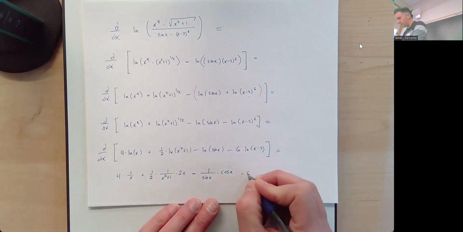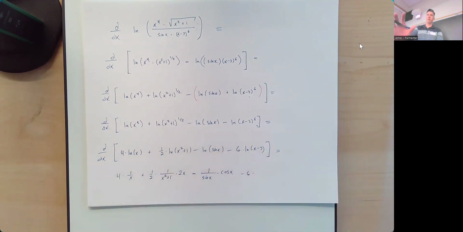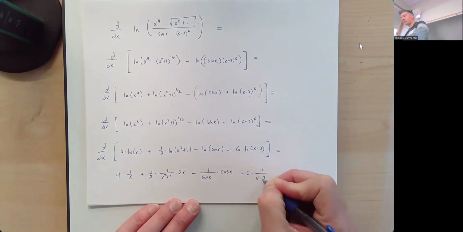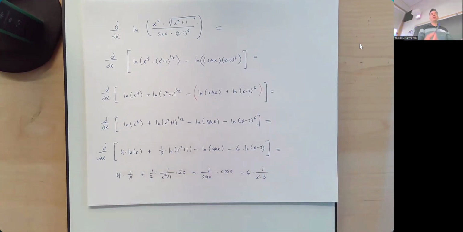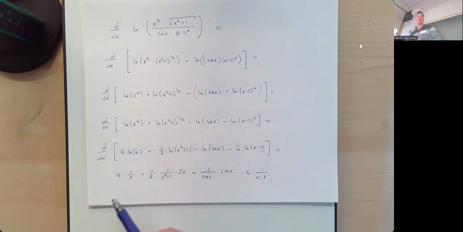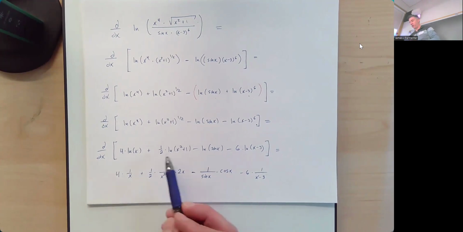minus 6 times the derivative of the natural log of x minus 3, which is 1 over x minus 3. I know I haven't said it explicitly, but I will point out that for each of these functions that were multiplied by a constant, the constant multiple is just hanging out in front, right? The derivative of 4 times a function is 4 times the derivative of the function. The derivative of 1/2 times the function is 1/2 times the derivative, and so on and so on.